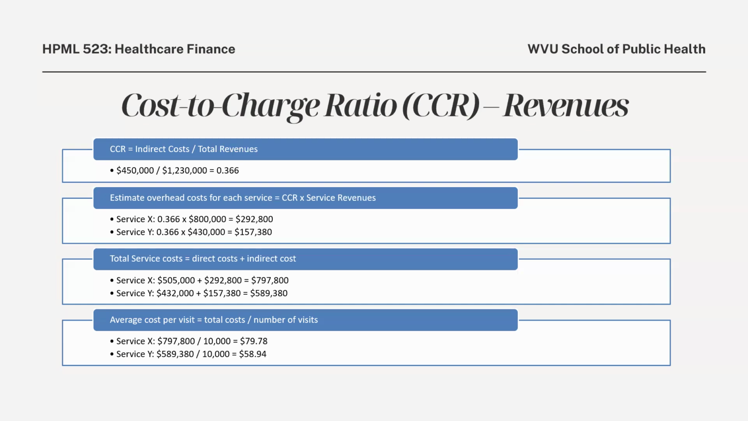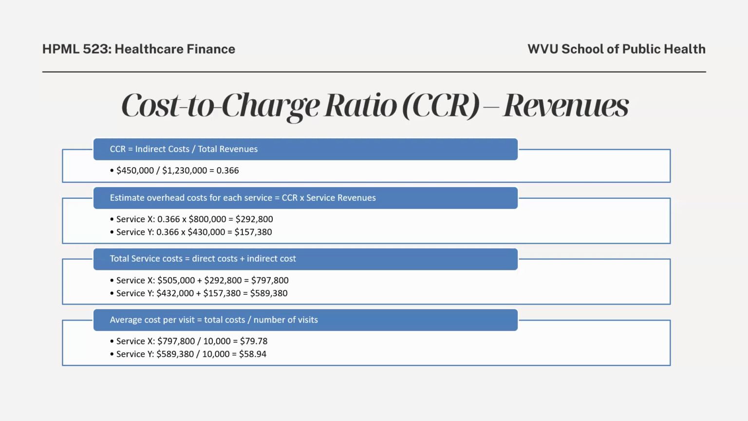Moving on, you can also do this for revenue. For your cost to charge ratio or CCR for revenue, you'll take the indirect costs and divide them by the total revenues. That will be $450,000 for your indirect costs divided by your total revenue of $1,230,000, for a CCR of 0.366 or 36.6%.